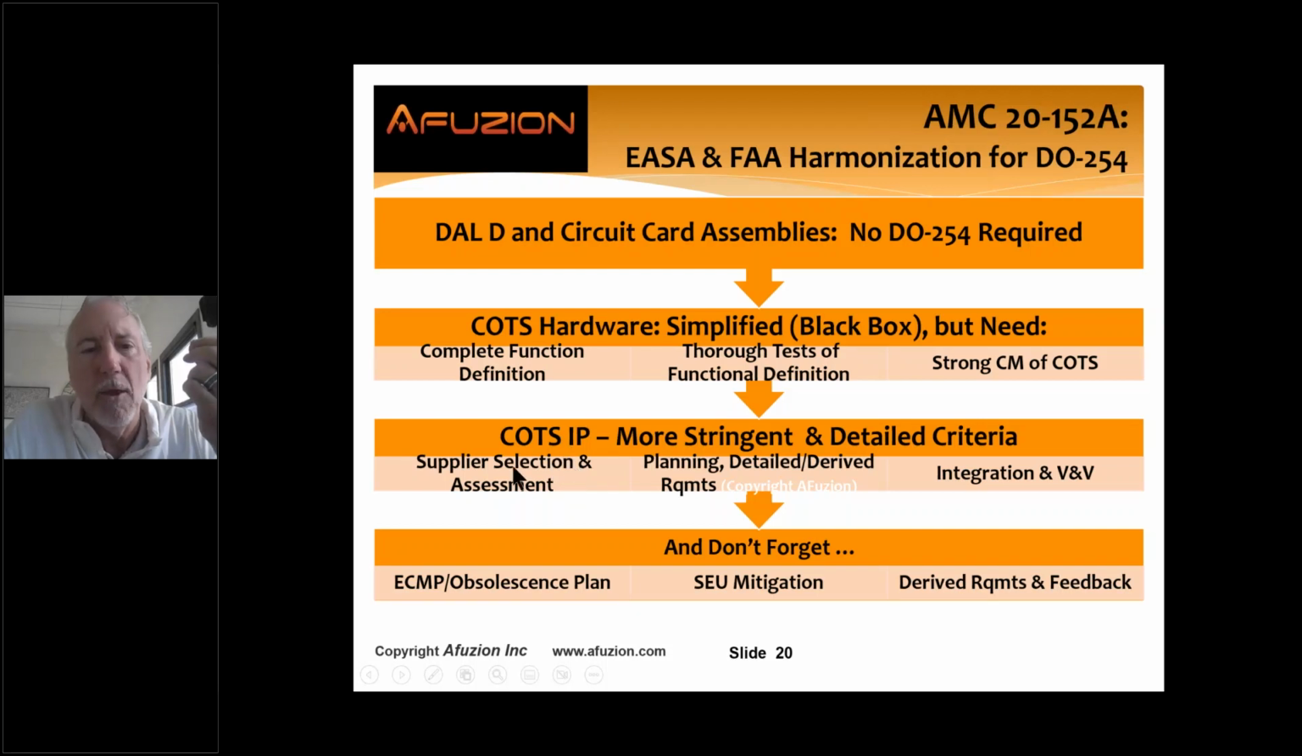You need to define how you're gonna select suppliers, how you'll assess them, how you're going to have planning, detailed and derived requirements for that COTS IP, how you're gonna integrate it. Class, probably we mostly trust the COTS IP vendor, not completely. We don't trust anyone fully in aviation. So we especially don't trust people who didn't develop the COTS IP but are using it. That's us, that's you, that's me. So how do we prove we use it safely? How do we integrate, verify that COTS IP?